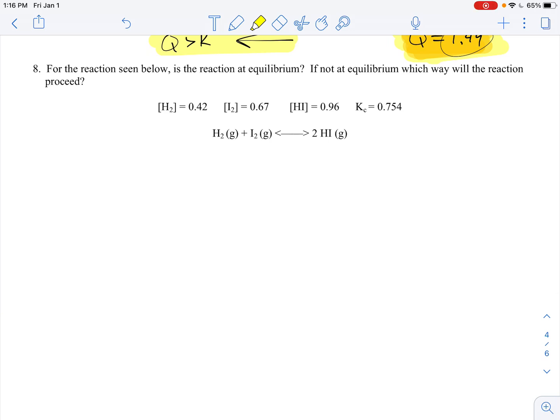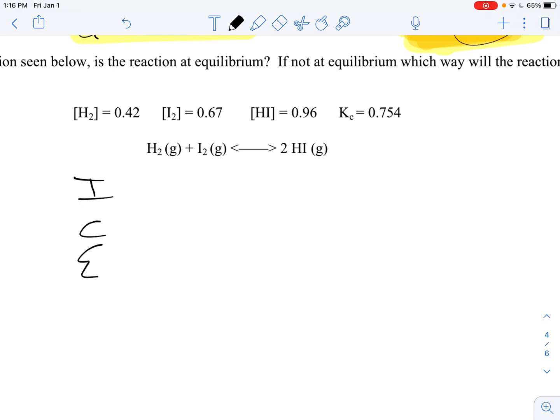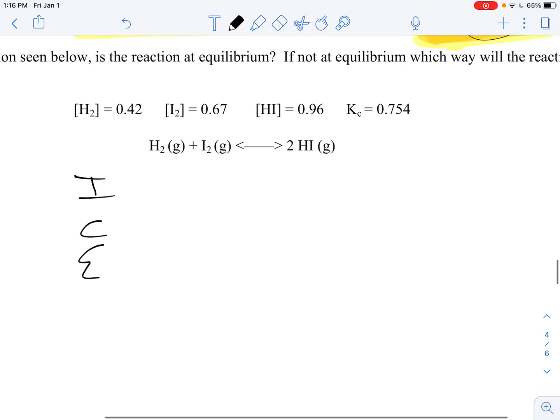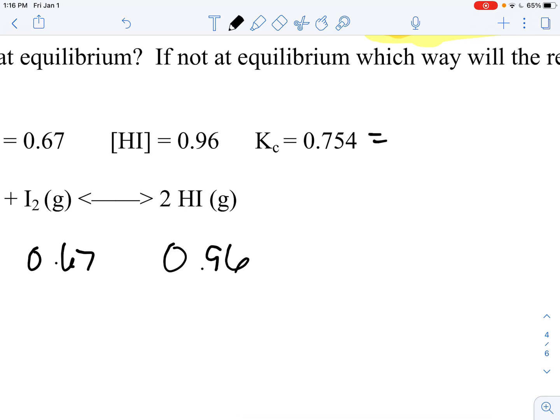So let's check out number 8. Number 8 is the same thing. It says, for the reaction below, is it at equilibrium? And if not, which way is it going to go? All right. I've got an I, a C, and an E. And it's telling me that this is 0.42, this is 0.67, and this is 0.96. They're giving me the K value.